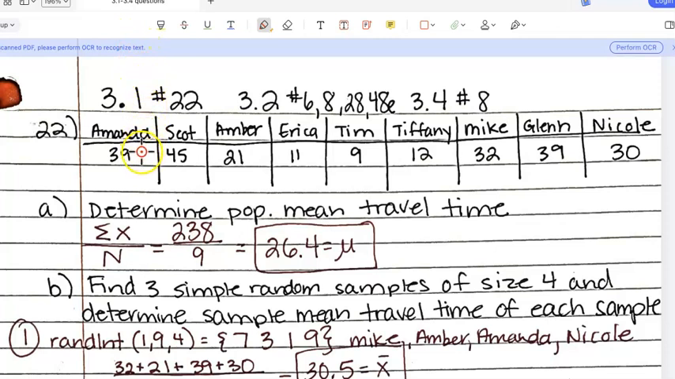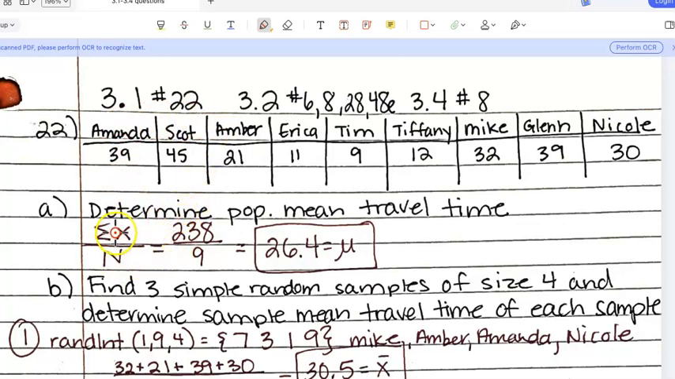All right, so I wrote out the data a little bit differently than the way it's displayed in the book. The book, it's more compact, but I just wrote out all 9 names of the students and their travel times that were associated with them. So part A asked you to determine the population mean. So it did tell you in the directions for number 22 to treat these 9 values as a population.